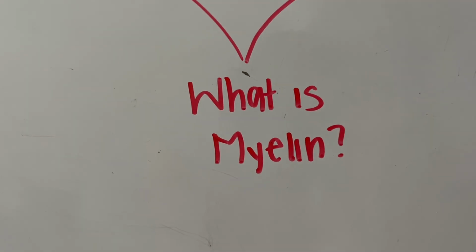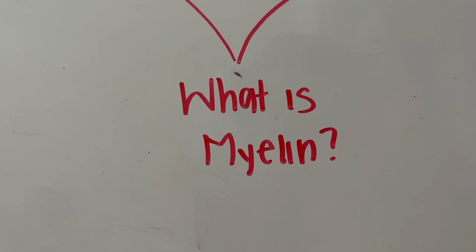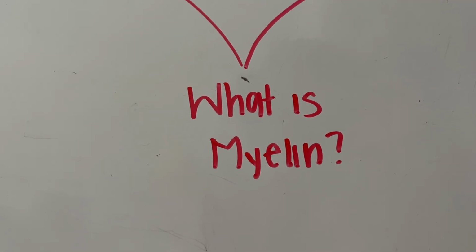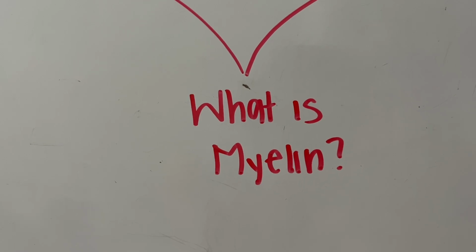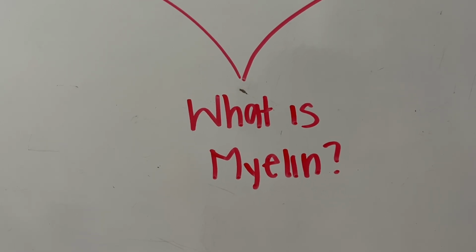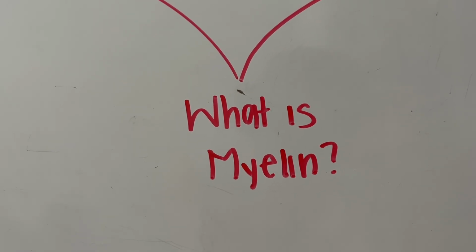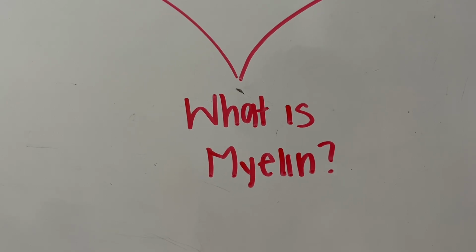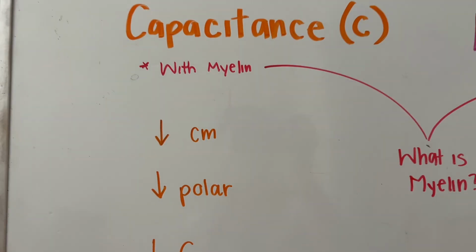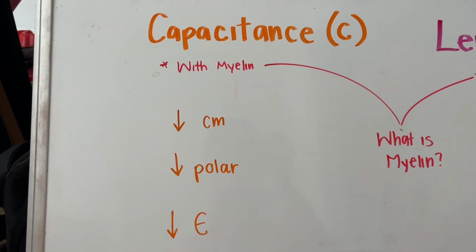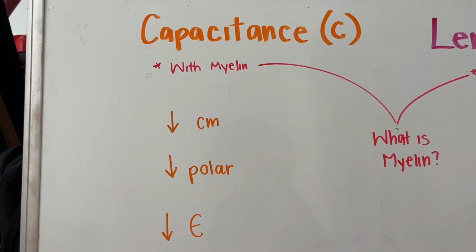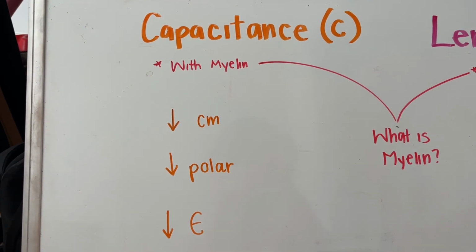To talk about the effects of myelin on our capacitance, myelin is an insulating sheath formed by glial cells. So it's either Schwann cells in the peripheral nervous system or oligodendrocytes in the central nervous system. They wrap around axons. Myelination significantly affects the electrical properties of an axon. How does it affect capacitance? Myelin decreases the capacitance of the axonal membrane.